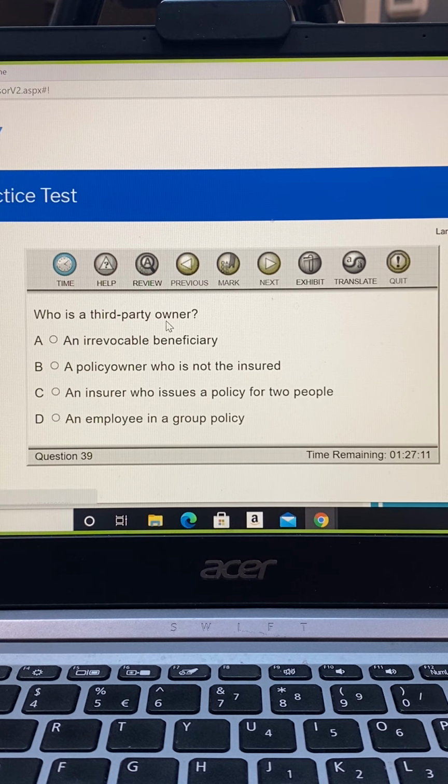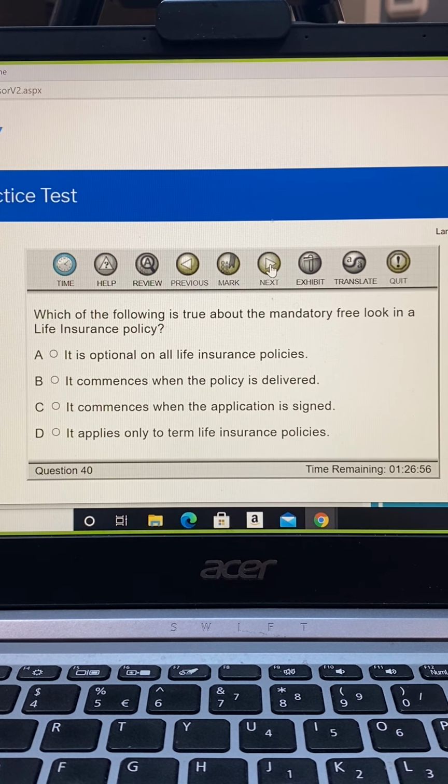Who is a third party owner? Is it the policy owner that's not the insured? Yep. Which of the following is true about the mandatory free look in a life insurance policy? It commences when the policy is delivered. Yep.